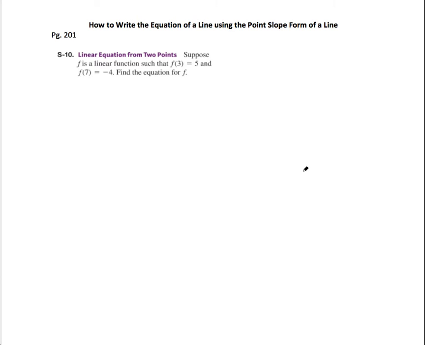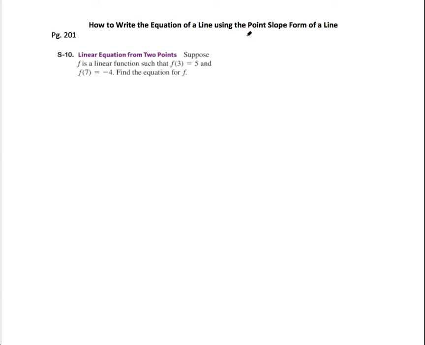Let's take a look at another example on how to write the equation of a line using the point-slope form of a line. So recall in the last video and in the last example, we said that anytime you have a point and the slope of a line, you can write the equation of that line using the point-slope form.